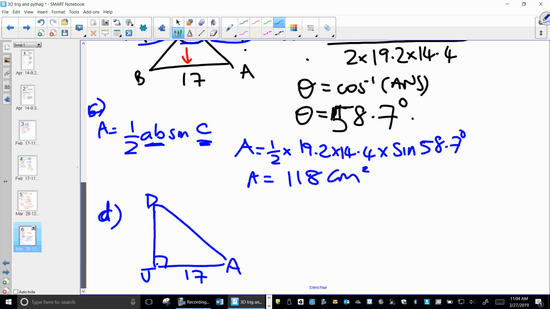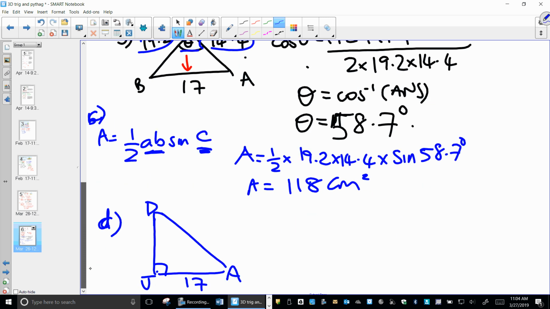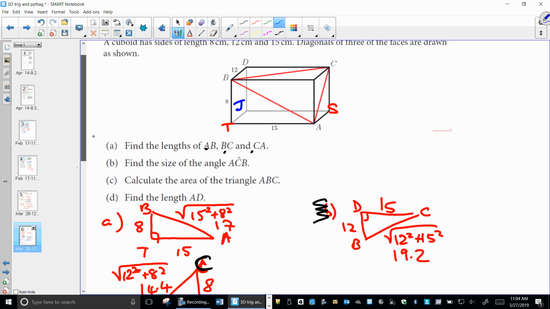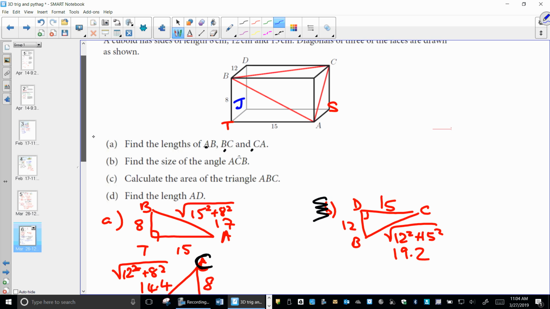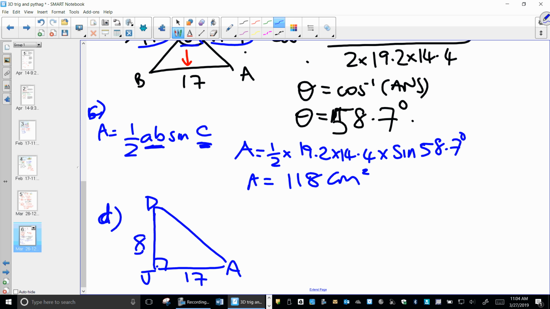Alright, so we're finding next AD. Do we know D to J? We do, don't we? That's a better one. So we've got 8 squared plus 17 squared and square rooted.